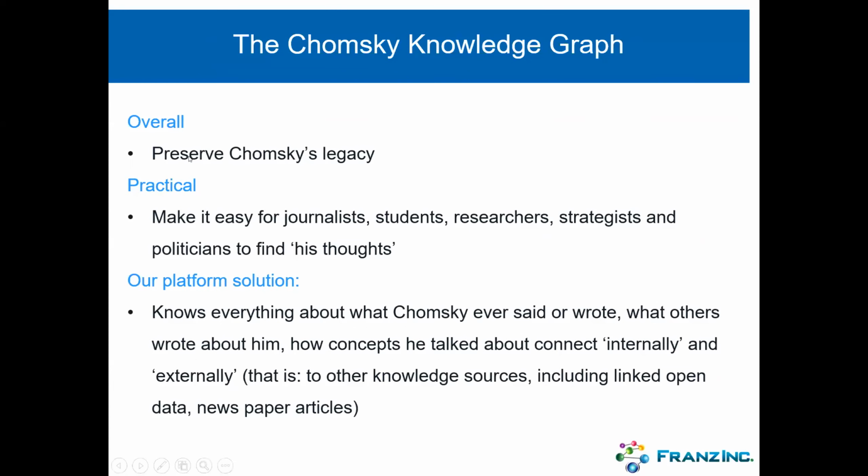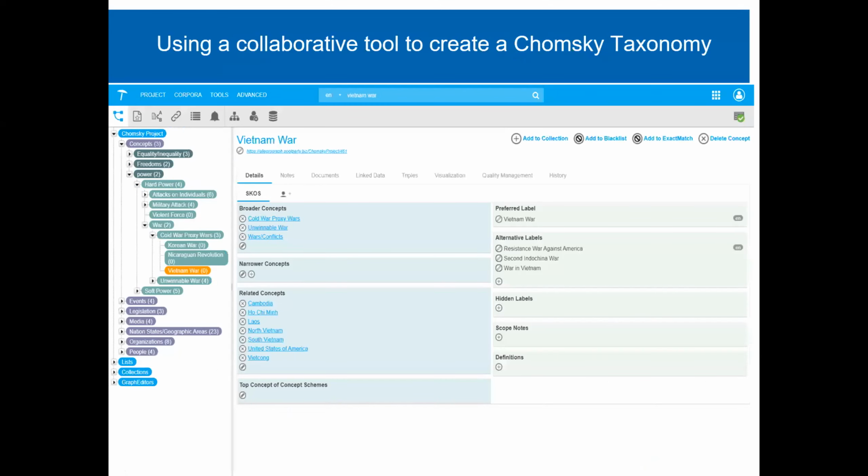So as I said, there's about 1,000 articles and papers and books available. We want to make sure that we keep that forever, and we want to make it easy for journalists, students, researchers, strategists, and politicians to find his thoughts. And so we built a process around all this work. Before we did that, we had a group of people, mostly very politically interested people over 60, kind of in the hippie category like me, very interested in Noam Chomsky's work, and they built an entire taxonomy for all the important words in his text.